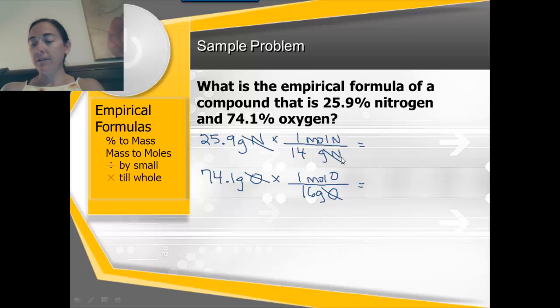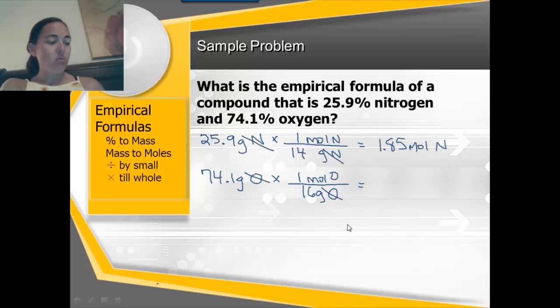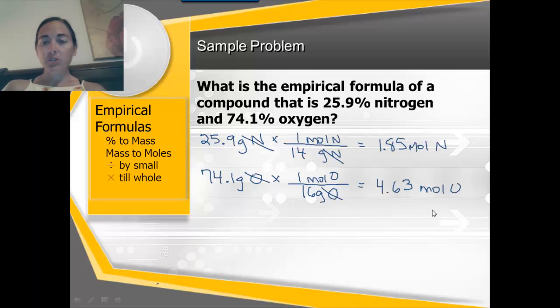I'm going to say 25.9 typed in my calculator, divide by 14 grams. That gives me 1.85. Now I would recommend that you leave a few decimal places in this instance. I don't want you to round off a whole lot here because it could mess you up later. So I'm going to have 1.85 moles of nitrogen for that one. In the second one, I'm going to divide 74.1 by 16 grams, and I get, for that one, 4.63 moles of oxygen. Alright, so now I've converted my grams to moles.